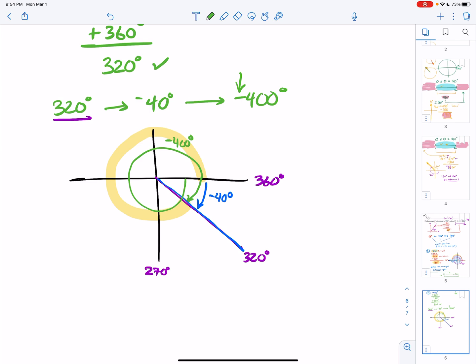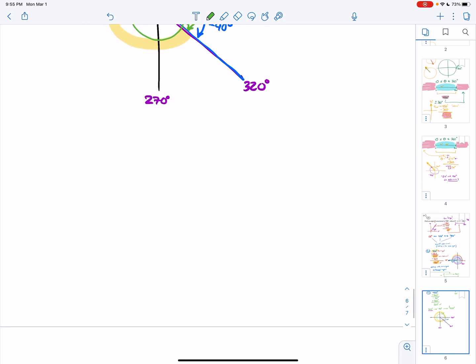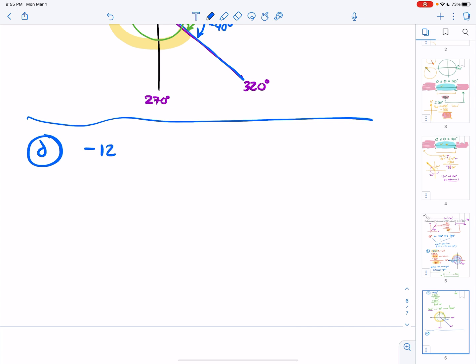So big takeaway: if the angle is too large, you subtract 360. If the angle is too small, you keep adding 360. And you're going to keep going, maybe once or twice or 3 times, it depends, until you get something in between 0 and 360. So here's my last one. Let's say you had negative 120. Do this last one here, and then press play when you're ready.